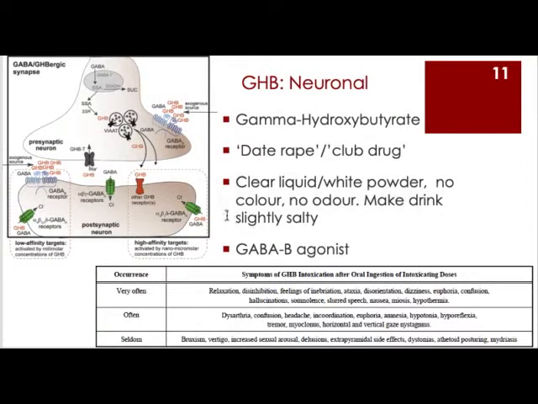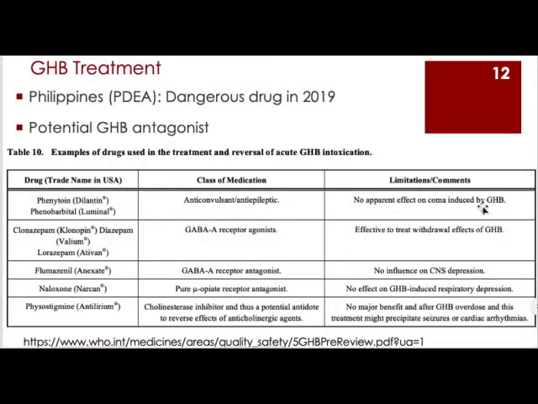At lower doses of GHB, it mainly binds to the ionic channels of the GABA. At higher doses, it can also bind to the G-protein coupled receptors of the GABA. Because of its potential of being abused and used wrongly, it has been in the dangerous drug list since last year. There are a lot of potential GHB antagonists. It seems that GABA agonists, like diazepam and others, seem to be one of the more helpful ones to reduce the withdrawal effects of GHB.